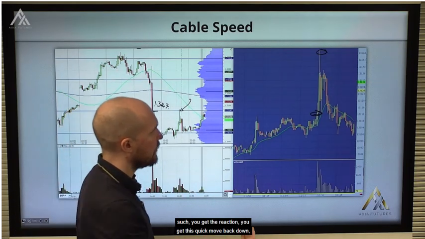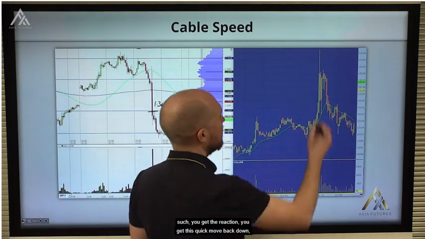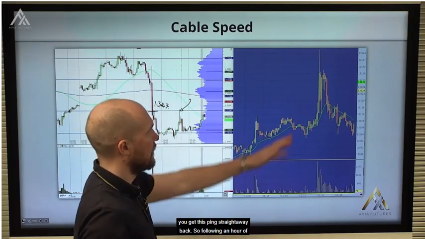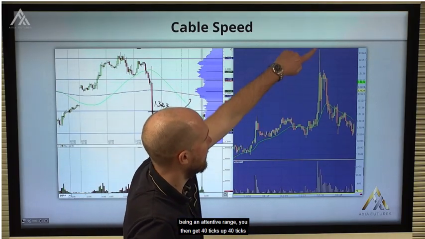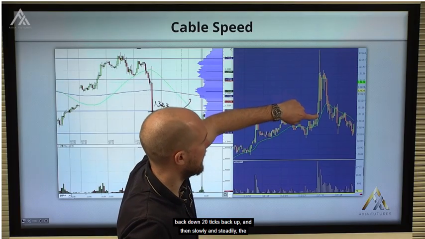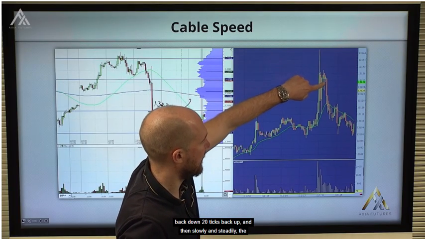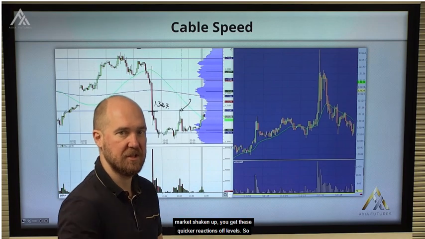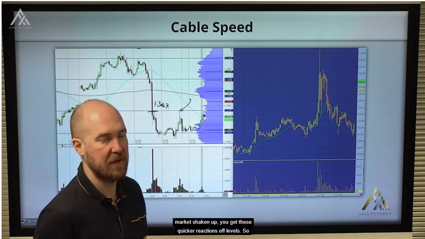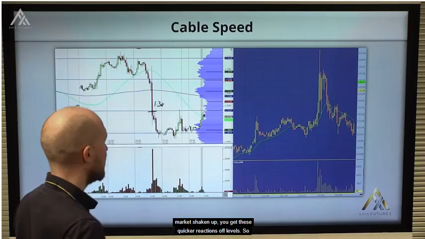As such, you get the reaction. You get this quick move back down. You get this ping straight the way back. So following an hour of being in a 10 tick range, you then get 40 ticks up, 40 ticks back down, 20 ticks back up, and then slowly and steadily the market settles down once more. It gets shaken up. When the market gets shaken up, you get these quicker reactions off levels. So that's the speed element.